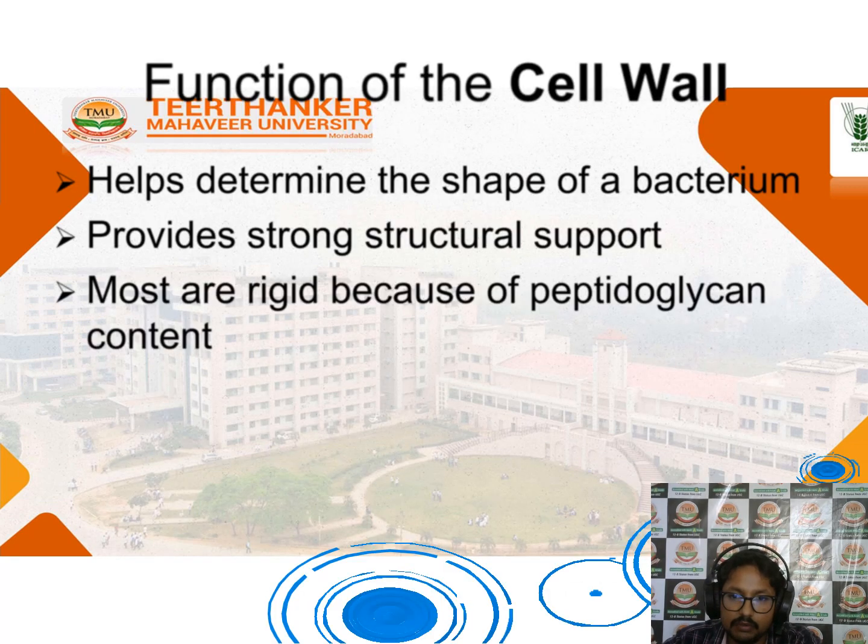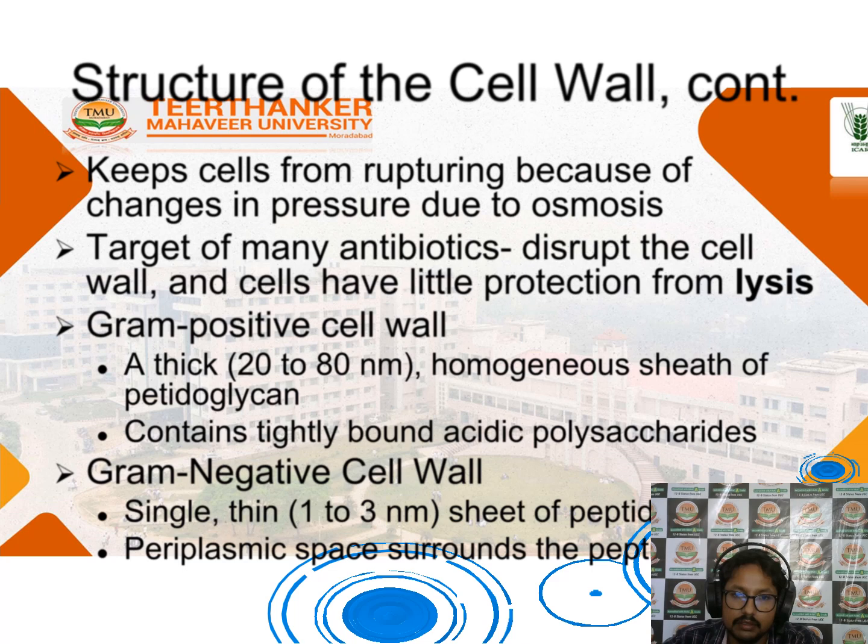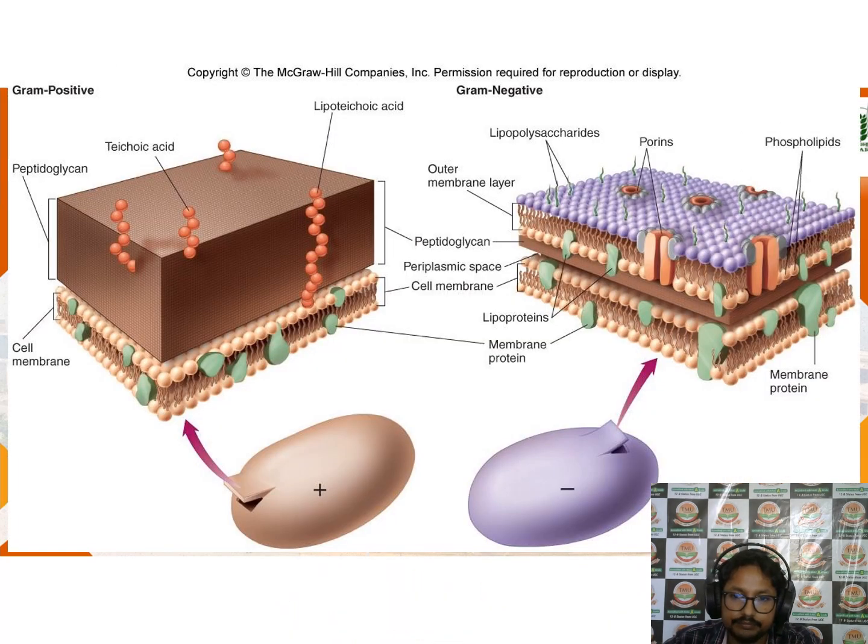The function of the cell wall is to provide a rigid structure to the cell, and most are rigid because of their peptidoglycan content. In the gram positive cell, you can see the sheath of peptidoglycan, as I told. So these are the structures of gram positive and gram negative.